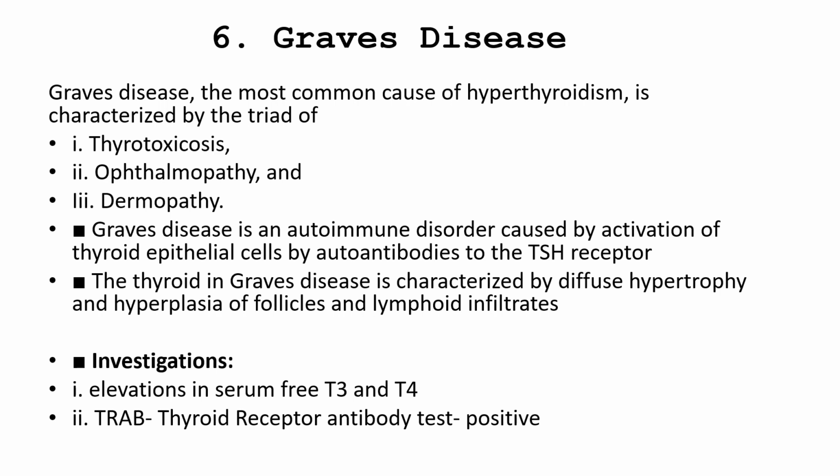Graves' disease is an autoimmune disorder caused by the activation of thyroid epithelial cells by autoantibodies to the thyroid TSH receptor. The thyroid in Graves' disease is characterized by diffuse hypertrophy and hyperplasia of the follicles and lymphoid infiltrates. In investigations, T3 and T4 are elevated and the TRAB test, that is thyroid receptor antibody test, is positive.